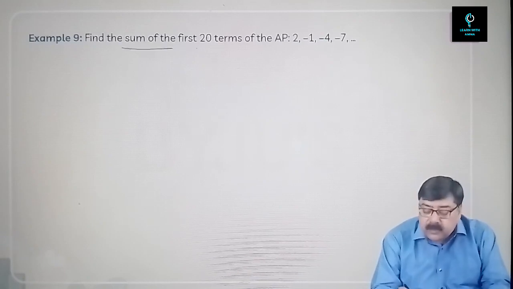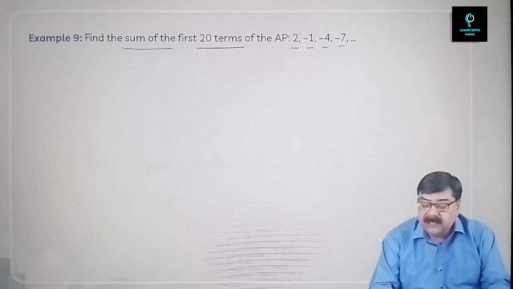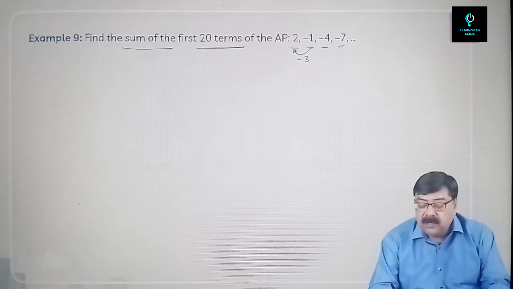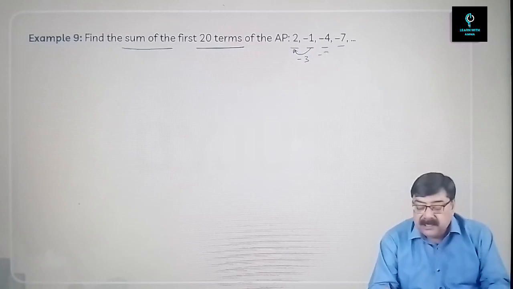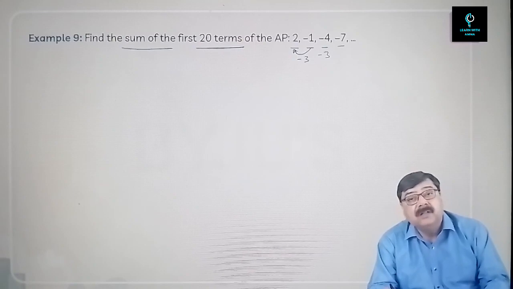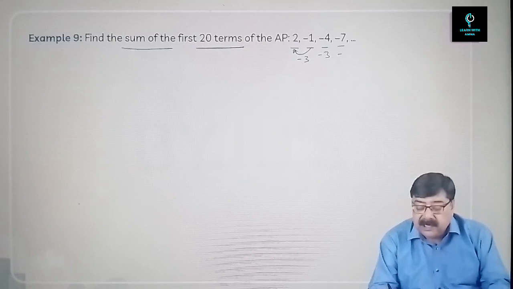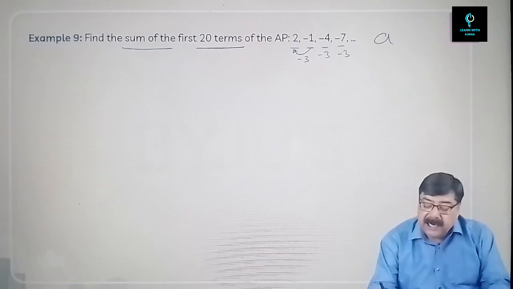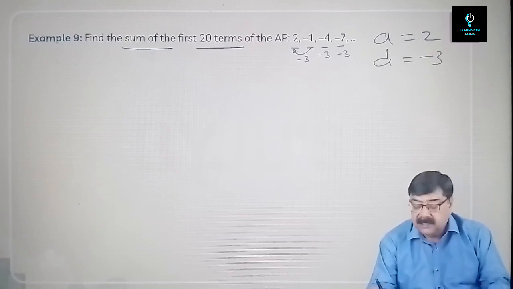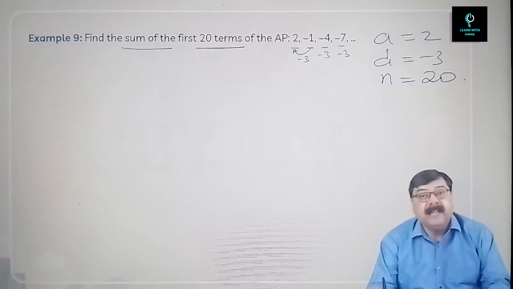Find the sum of the first 20 terms of the AP 2, -1, -4, -7. Now -1 minus 2 is -3. -4 minus -1 is again -3. -7 minus -4, that is -7 plus 4, shall again be -3. So A here is 2, D here is -3, that is what is our concern, and N is 20.